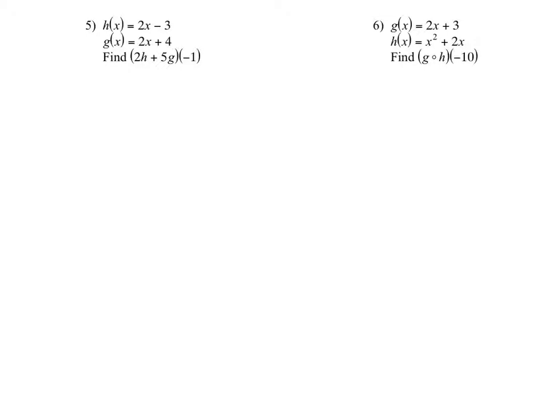So in this problem, what we're finding is 2 times the function h plus 5 times the function g, all at negative 1. The easy way to do this is to put 2 times 2x minus 1, but we're given our value of x, so it's 2 times negative 1 minus 3. That's the first part, plus 5 times the g function, which is 2. Again, negative 1 is our value.